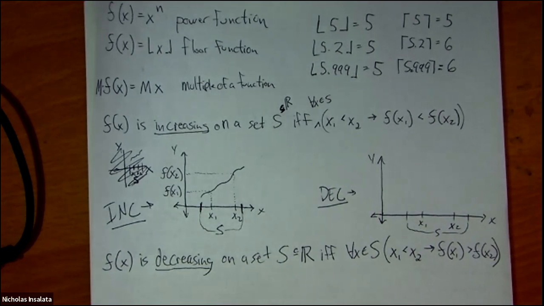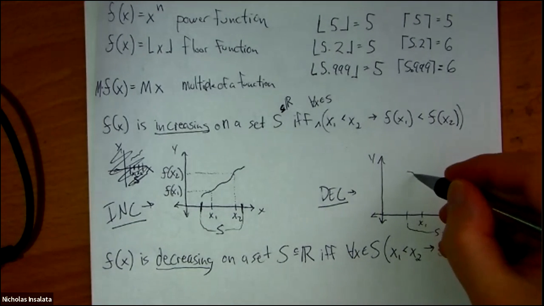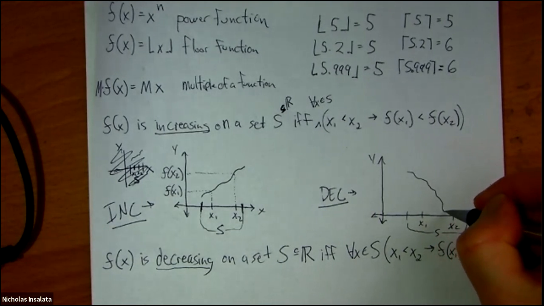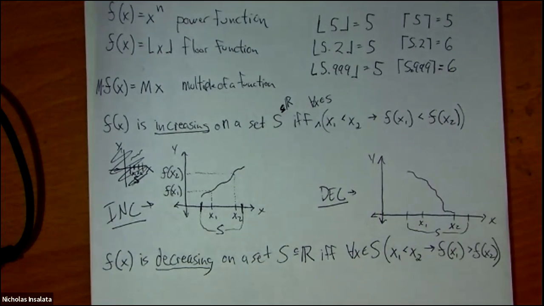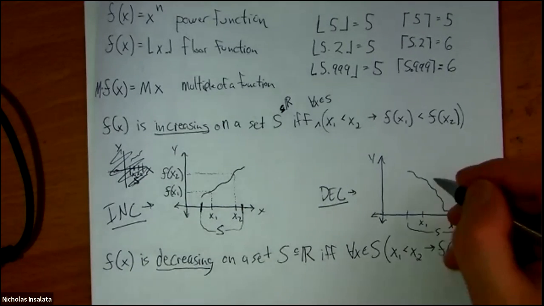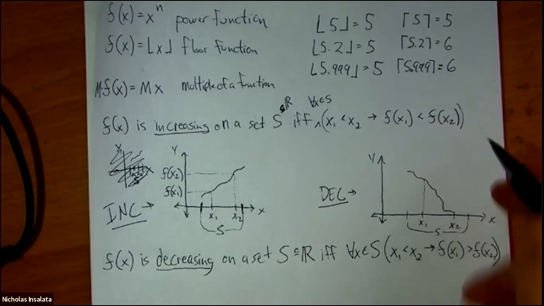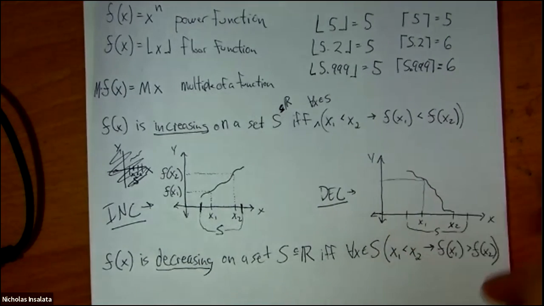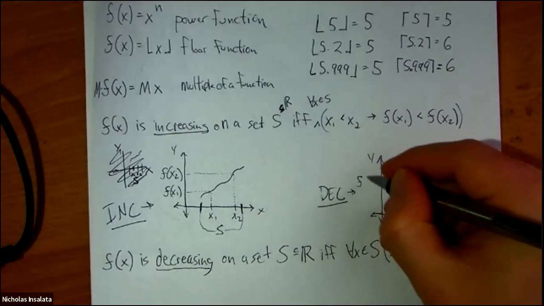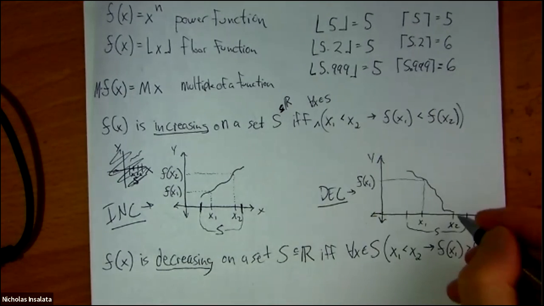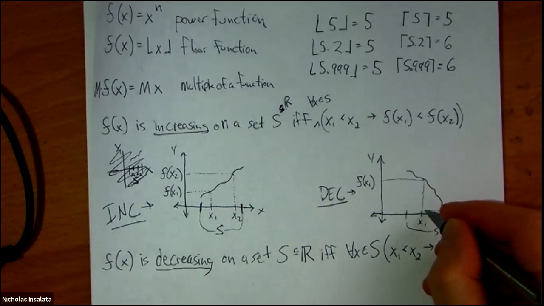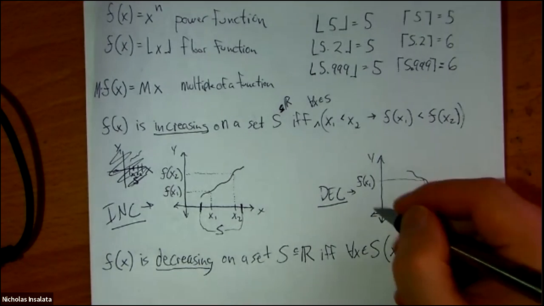Negative slope, right? So for the region of S, however big it is, we've got some kind of negative slope there, right? And so between x1 and x2, what have we got? Well, here we've got x1, and this is f of x1. We've got x2, and that's f of x2.